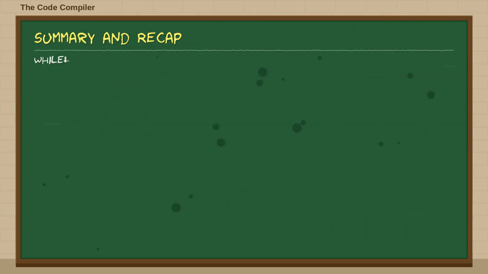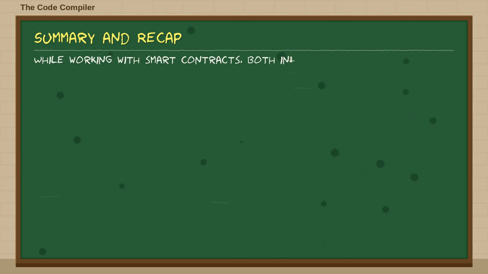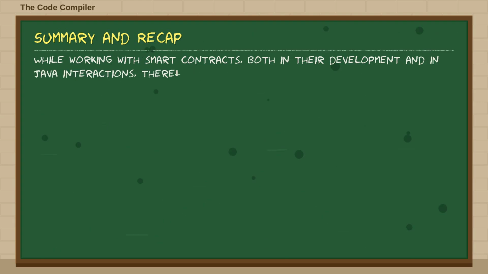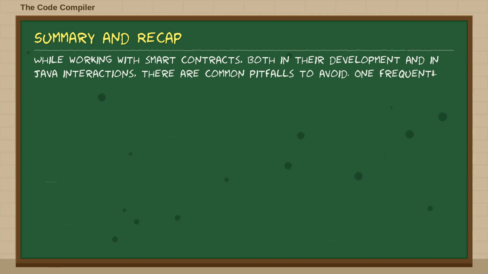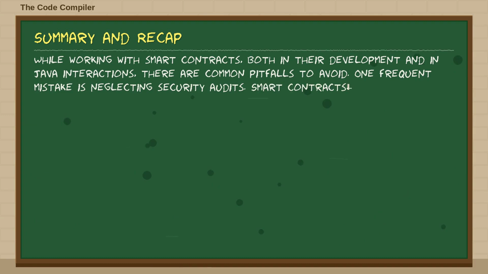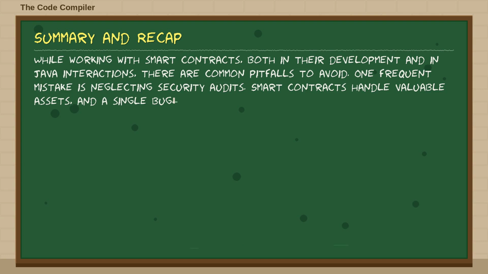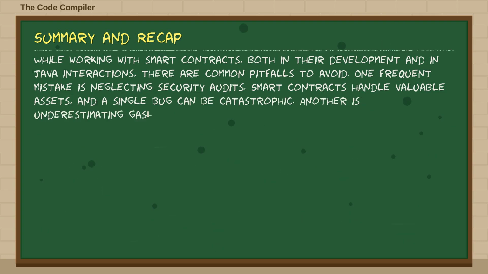While working with smart contracts, both in their development and in Java interactions, there are common pitfalls to avoid. One frequent mistake is neglecting security audits. Smart contracts handle valuable assets, and a single bug can be catastrophic. Another is underestimating gas costs. Inefficient code can lead to very expensive transactions.